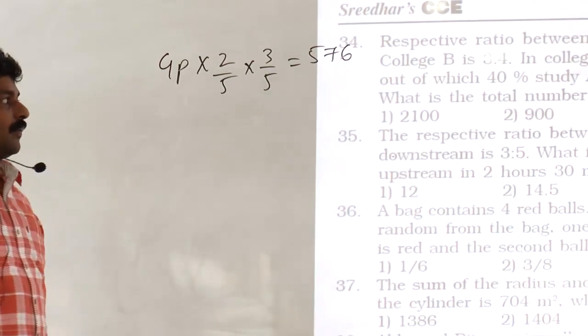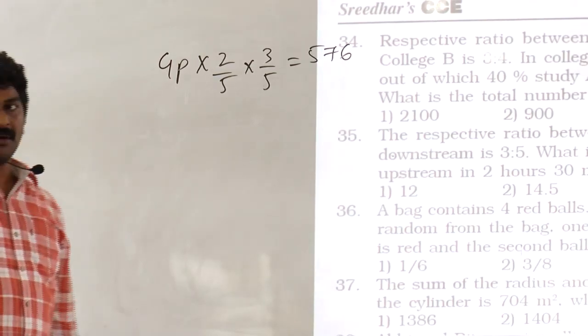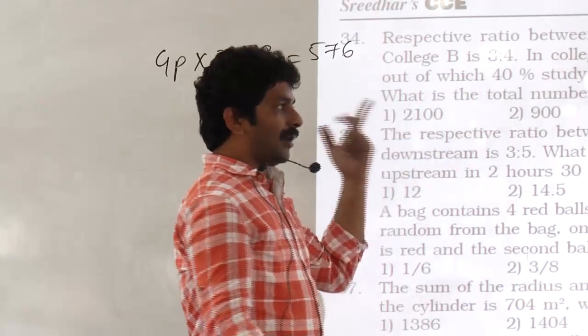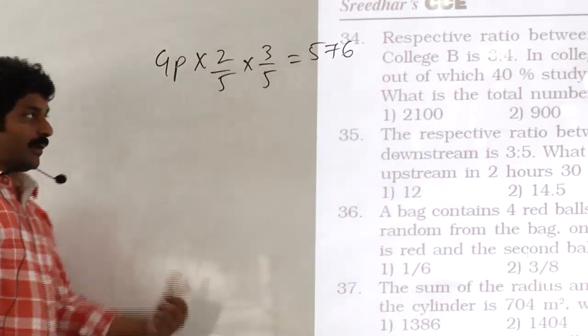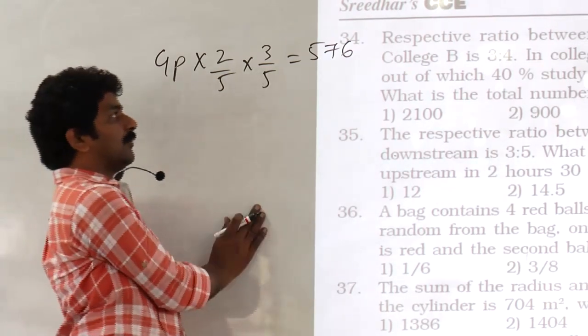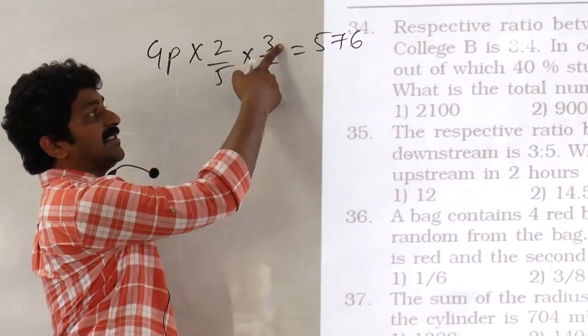And you are asked what is the total number of students in college A. College A has how many students? 3 parts. Answer should be a multiple of 3. All are multiples of 3. So you have to calculate. No other option. Now, let's go for cancellation with 6.